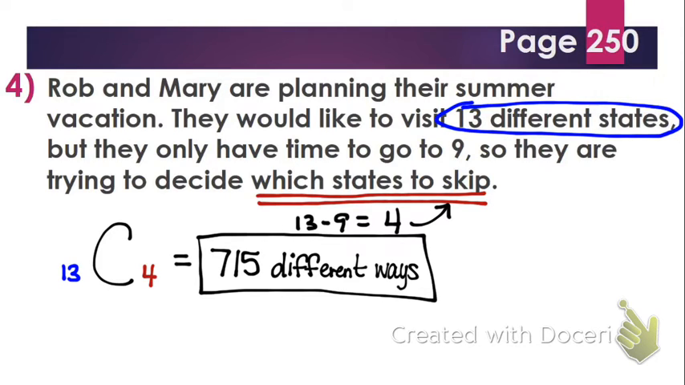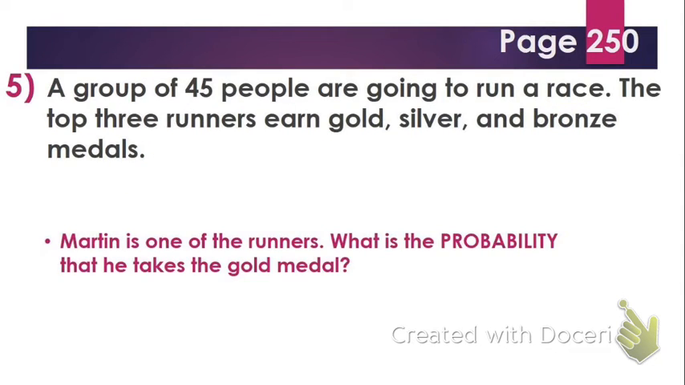I want you guys to try the next one, number 5, on your own. There's a group of 45 people that are going to run a race. The top 3 runners earn gold, silver, and bronze medals respectively. And I want to know how many different ways this could possibly turn out. So write down your total first. Decide whether it's a combination or a permutation. How many people will be selected for medals? And then hit enter.